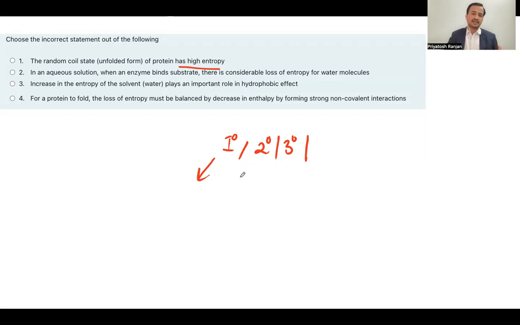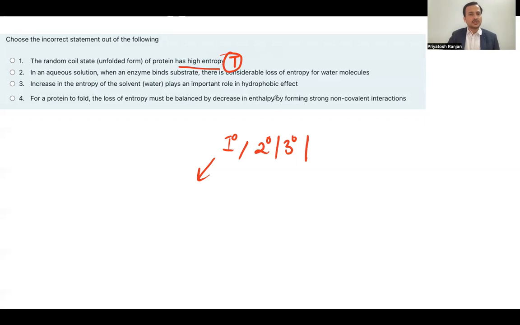You all are aware of the term Levinthal paradox, where the number of amino acids, be it 10, 20, or 30, or even more than that, have the freedom to reorient themselves, or the freedom to organize themselves in different conformations. So the random coil state of protein has a high entropy because of the high degree of freedom. So this is true. How about the second statement?